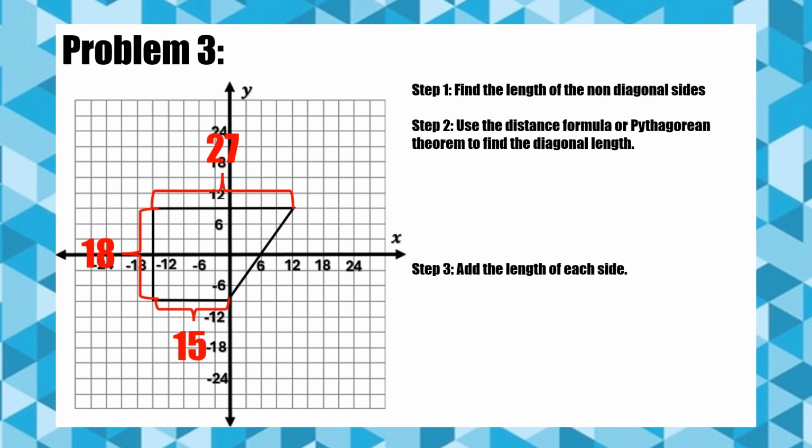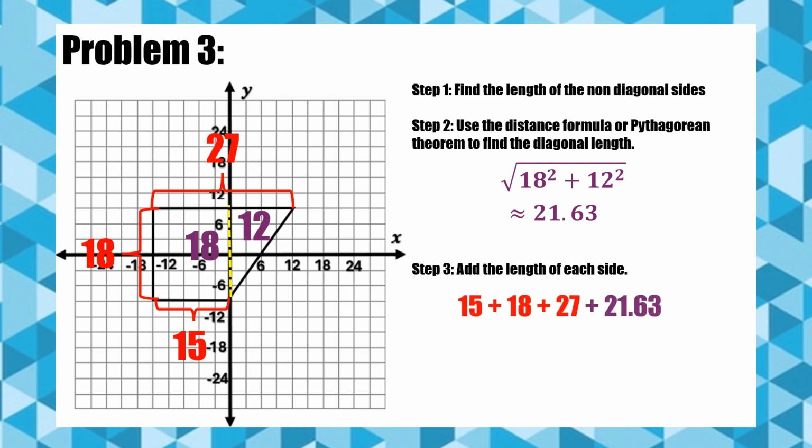For problem 3, the scale is going by 3s, we will begin by finding the length of each non-diagonal side. The top is 27 units, the left side is 18 units, the bottom side is 15 units. Next, we will draw an auxiliary line to create a right triangle and use the Pythagorean theorem to find the length of the diagonal, and finish by adding the lengths of all of the four sides.